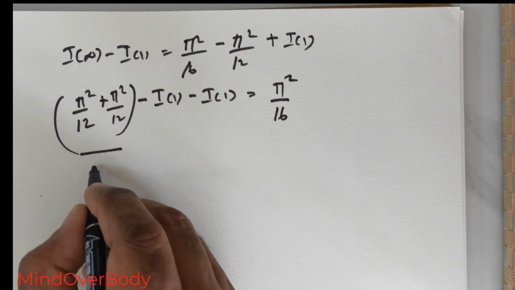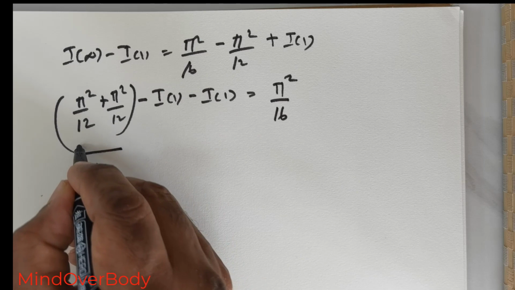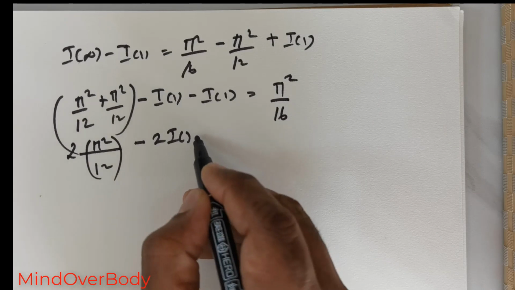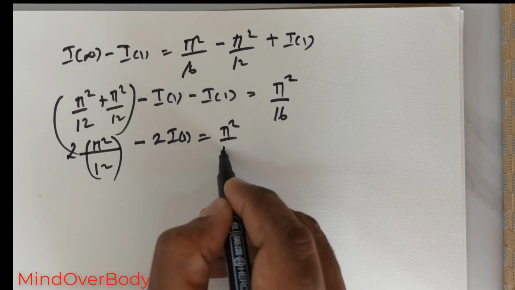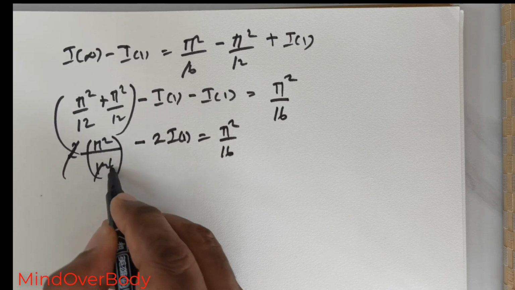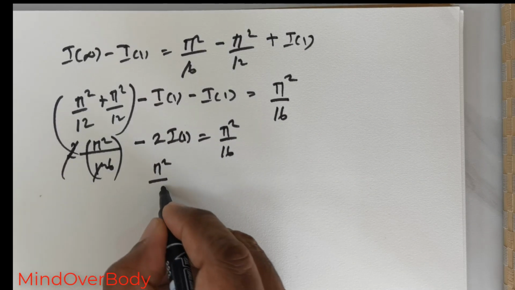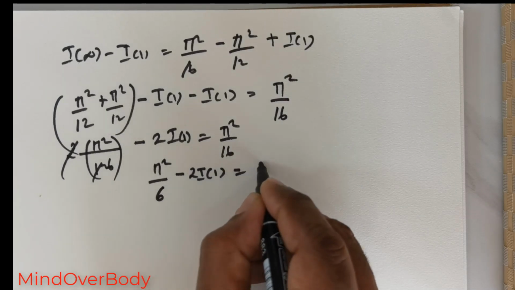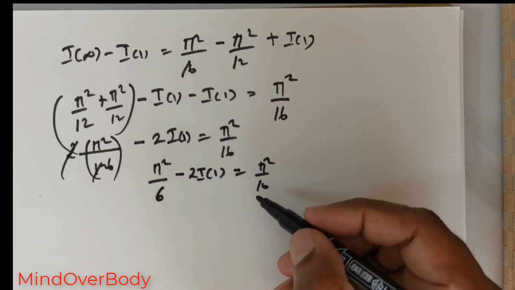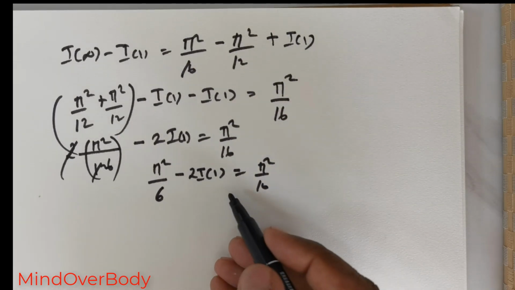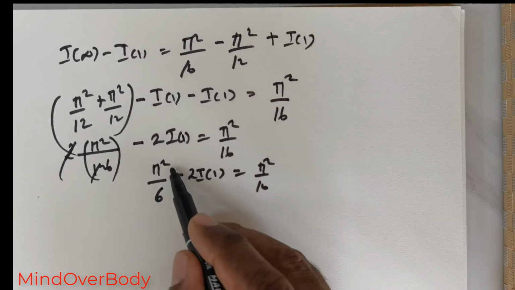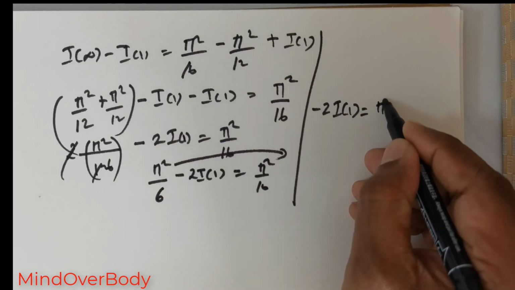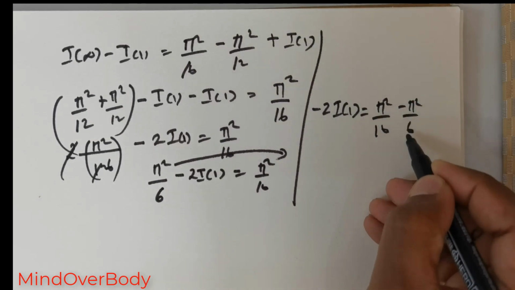So let me conduct the simplification here. So this is going to be 2 times pi squared negative 2 times I of 1 is equal to pi squared over 16. So this is going to be 6. So pi squared over 6 negative 2 times I of 1 is equal to pi squared over 16. Now what I wish to do is conduct the simplification. So let me move this over that side. So negative 2 times I of 1 is equal to pi squared over 16 negative pi squared over 6.